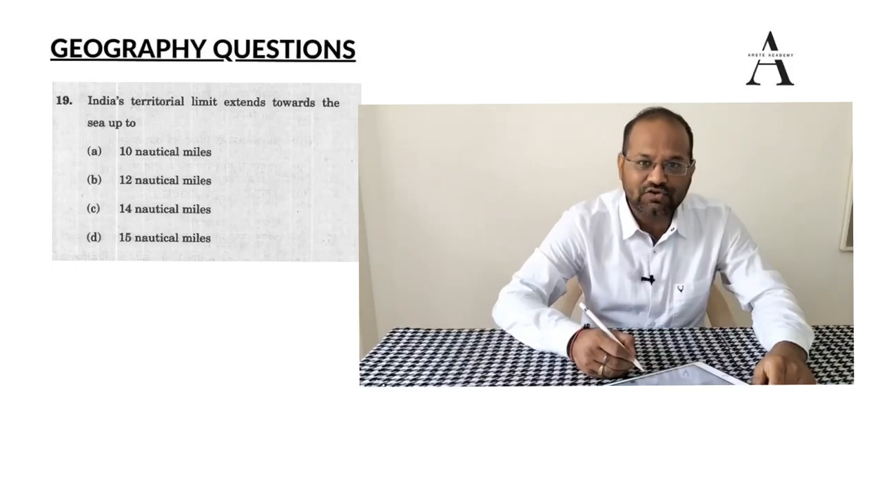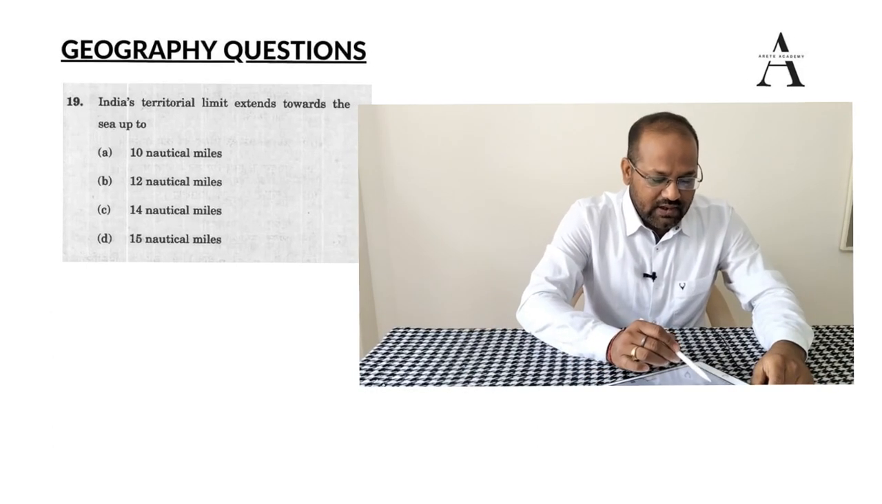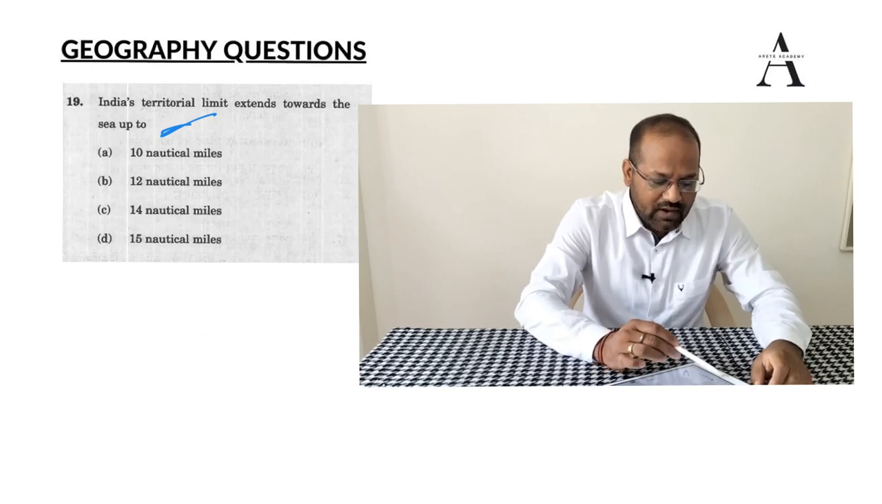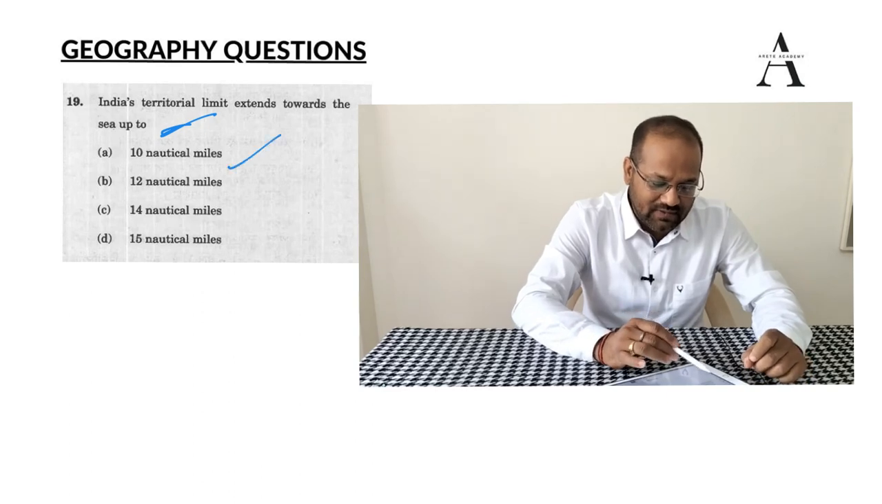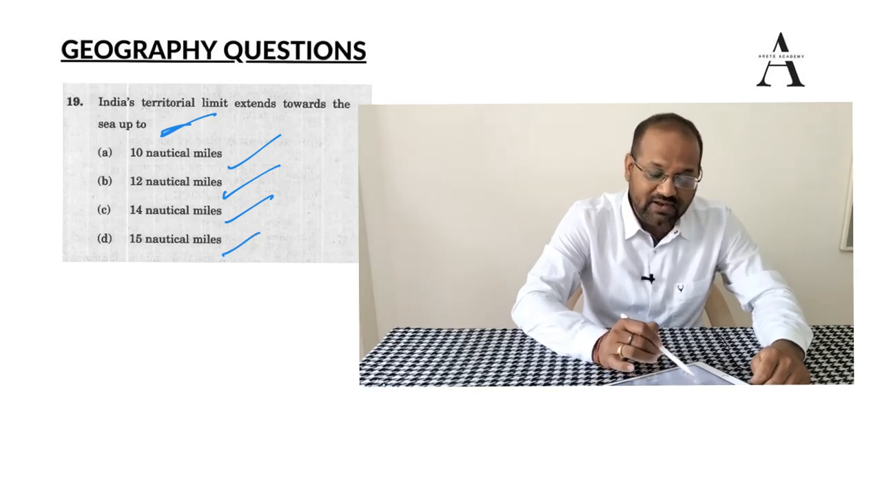Now let's take the first topic of the day, which is the first question. India's territorial limit extends towards the sea up to... So this is the question. If you have read NCERTs, then you can easily mark the answer. The first option is A, 10 nautical miles. Second is B, 12 nautical miles. C, 14 nautical miles. D, 15 nautical miles. So what is the answer?